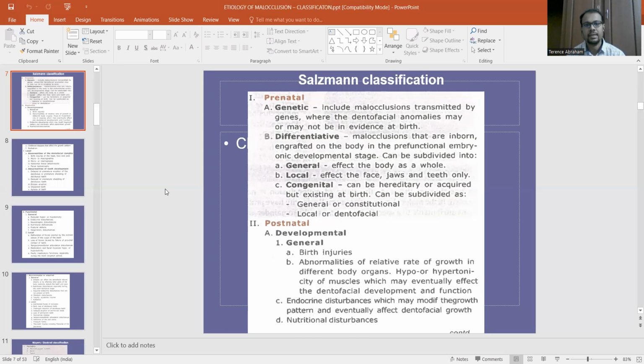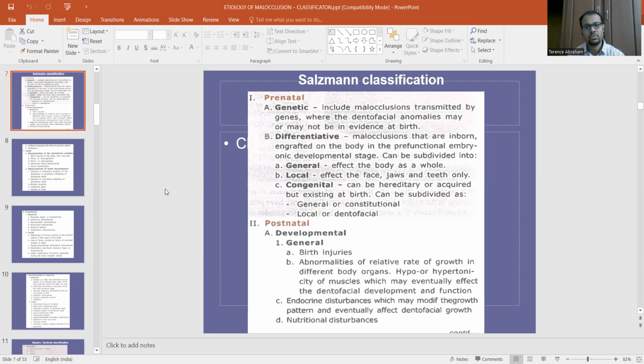Coming to the prenatal causes of malocclusions, first, genetic. Genes play an important role in various malocclusions. For example, class 3, skeletal class 2, and gummy smile are all highly associated with genetic factors. In malocclusions transmitted by genes, the dentofacial anomalies may or may not be in evidence at birth. Some of these malocclusions are transferred from parents to offspring, and may be visible at the time of birth or when the patient becomes an adult.